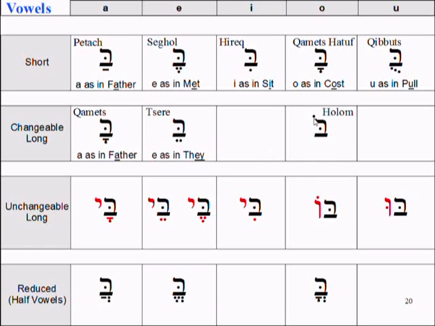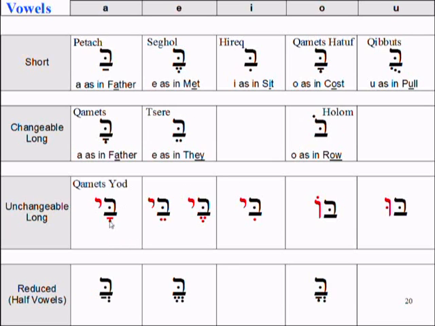And we have a holum, which is this little dot here. When we have a dot above a letter, except for a shin or a sin, sometimes that's confused with a holum, just because it's a dot, but the holum above a letter means it's an O sound. O as in row. So this is a holum. So this is ba, and bow.